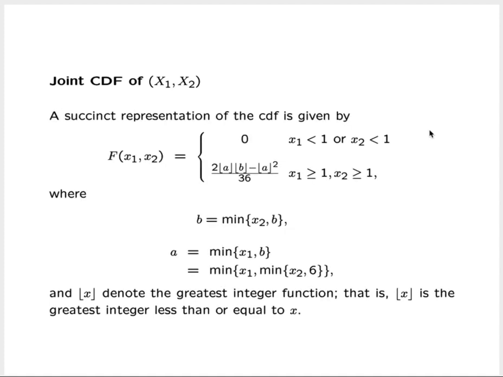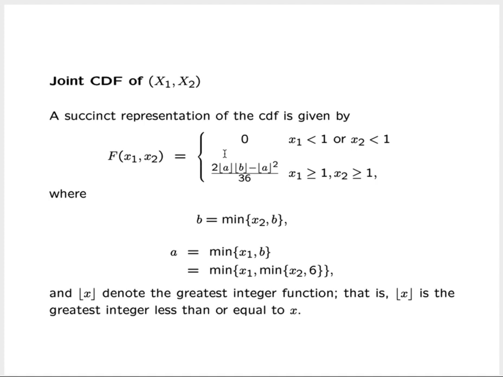Now, we can simplify the expression for the CDF somewhat. It's still a piecewise function, but we only have two lines here. And so a succinct representation of the CDF is given by the following. Again, if x1 or x2 are less than 1, then the CDF evaluates to 0. On the other hand, if x1 and x2 are both greater than or equal to 1, then the expression for the CDF is given by the following expression.